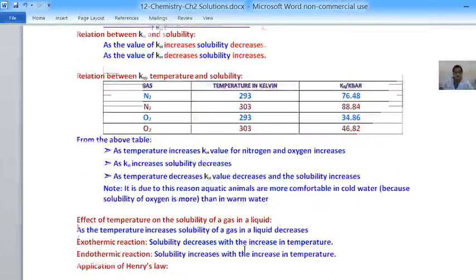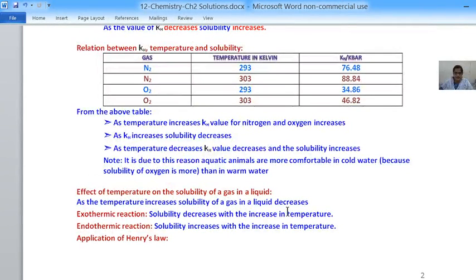Next, we move on to the effect of temperature on the solubility of a gas in a liquid. As the temperature increases, the solubility of a gas in a liquid decreases. Here, for an exothermic and endothermic reaction: an exothermic reaction is a reaction which liberates heat energy. For an exothermic reaction, the solubility decreases with the increase in temperature. Whereas an endothermic reaction is a reaction which absorbs heat energy. For an endothermic reaction, solubility increases with the increase in temperature. So this is the effect of temperature on the solubility of a gas in a liquid.